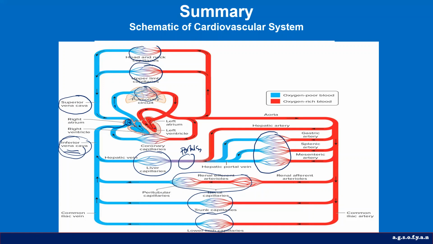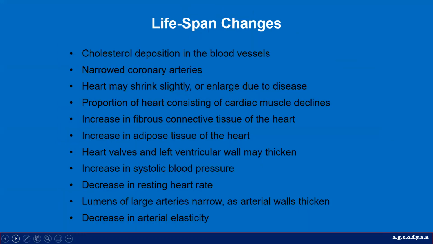The one from the heart is called coronary circulation, which will also go back to the right atrium through the coronary sinus. So three blood vessels enter into this right atrium, and then it goes down to the right ventricle and starts the pulmonary circuit again. So these are the blood vessels, the circulations in our cardiovascular system.